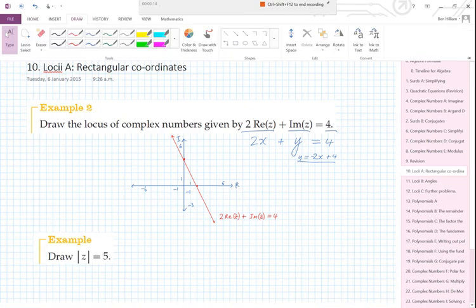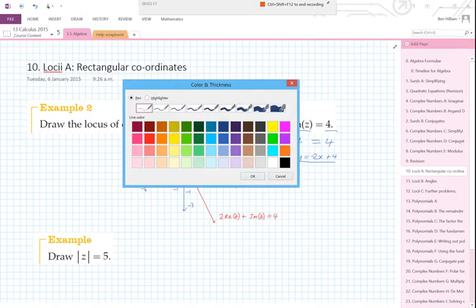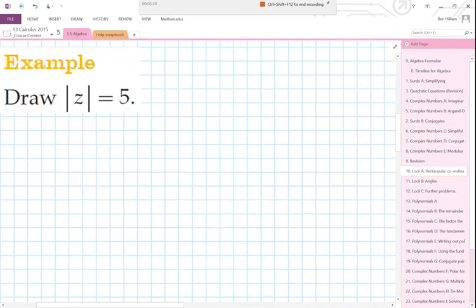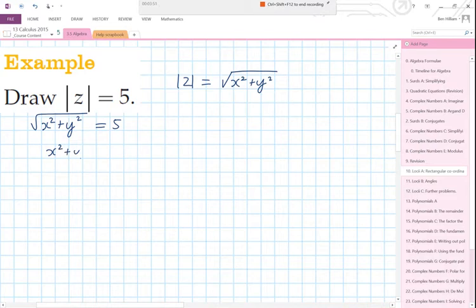Okay, let's go back to our old pen. All right, so with this next example, you notice that we've got that modulus symbol there, and we just need to remind ourselves what that means. When we've got modulus of z, that's equal to x squared plus y squared, all square rooted. So in this case, we could write it as x squared plus y squared square rooted equals 5. Okay, so that's the same as saying x squared plus y squared equals 25, and you should recognize this as an equation for a circle.